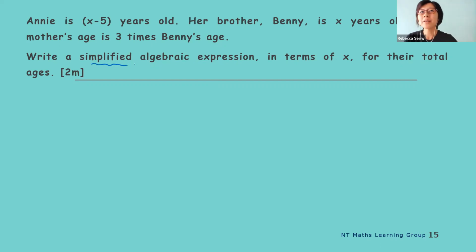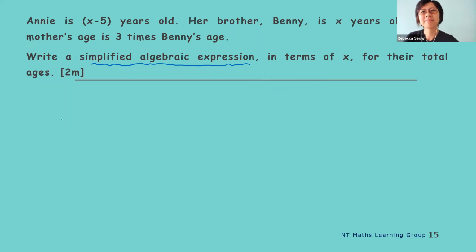Now, what is meant by simplified algebraic expression? That means an expression that has terms that are similar being put together. For example, let's not look at the question yet. If we have something like 2 times a, we cannot write this as our answer. But a simplified expression would be 2a. This is just an example. Okay, so we go into the question now.